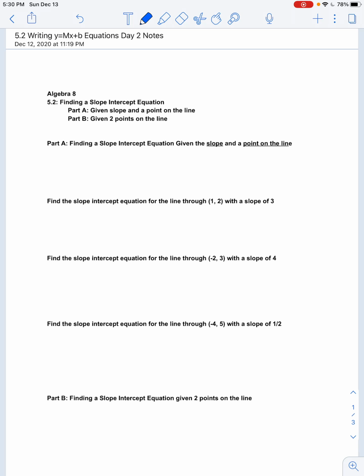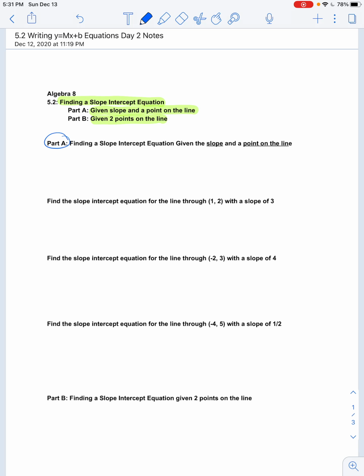All right, let's go round 2 on finding a slope-intercept equation. Today is going to take a little bit more brain space. You're going to have to do a little bit more math. We're going to be given the slope and a point, and then later given 2 points. And we're going to go through the same process every time. So if you master the first part, the second part is going to be easy breezy.